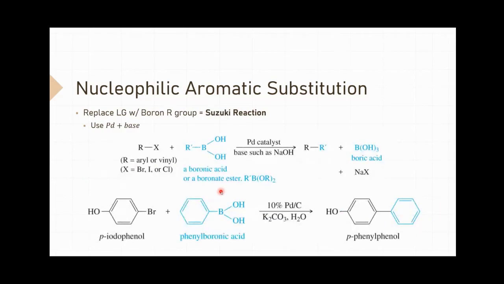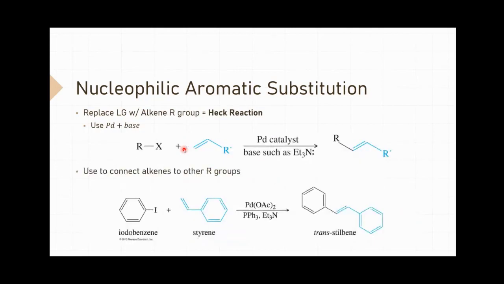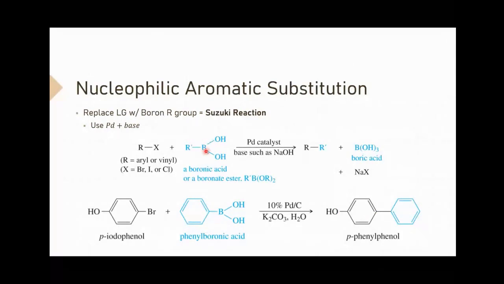Suzuki reaction is this one. You use the same catalyst, but instead of a double bond or an alkene, you would have a boron R group. So it's just going to replace the leaving group with this boron group. Suzuki is called Suzuki coupling. So it's going to replace the leaving group with whatever R group the boron has.